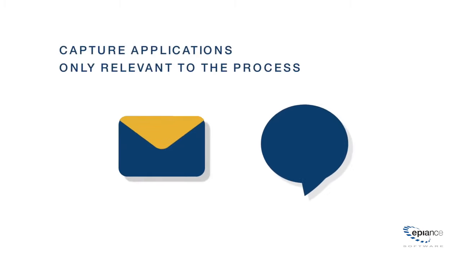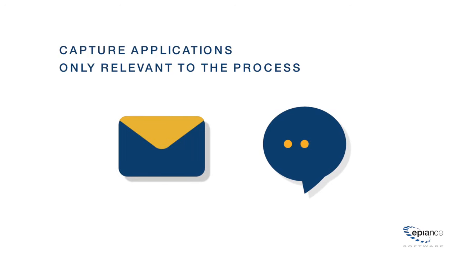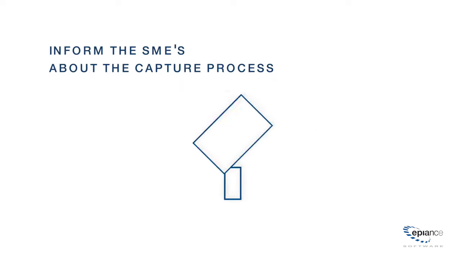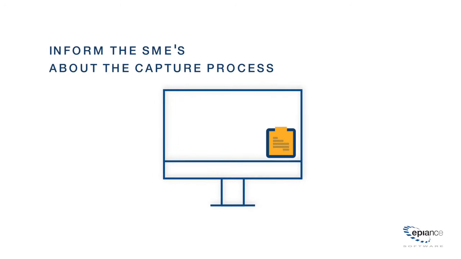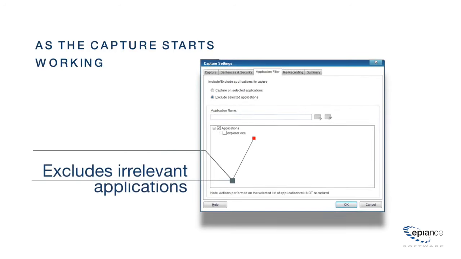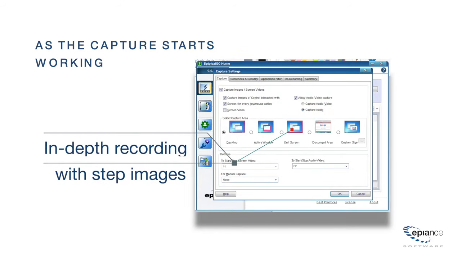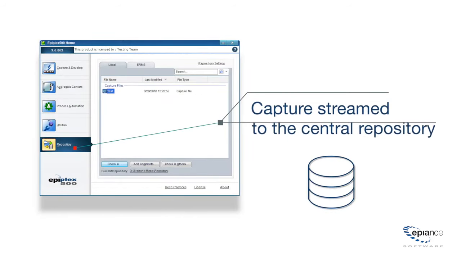in the evening. Since you are bound by privacy laws, you include only those applications that are relevant to the process. Email, chat are excluded. Also, you can inform the SME about the capture process before they start their work. As the capture starts working, it automatically excludes applications that are not part of the SME's process and performs an in-depth process recording with step images. The captured information is then streamed to a central repository system.